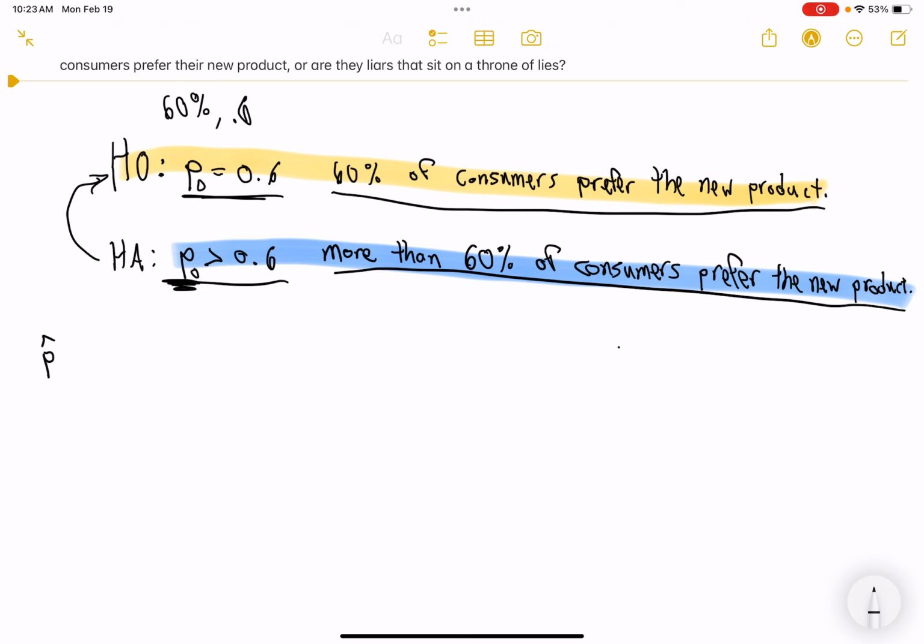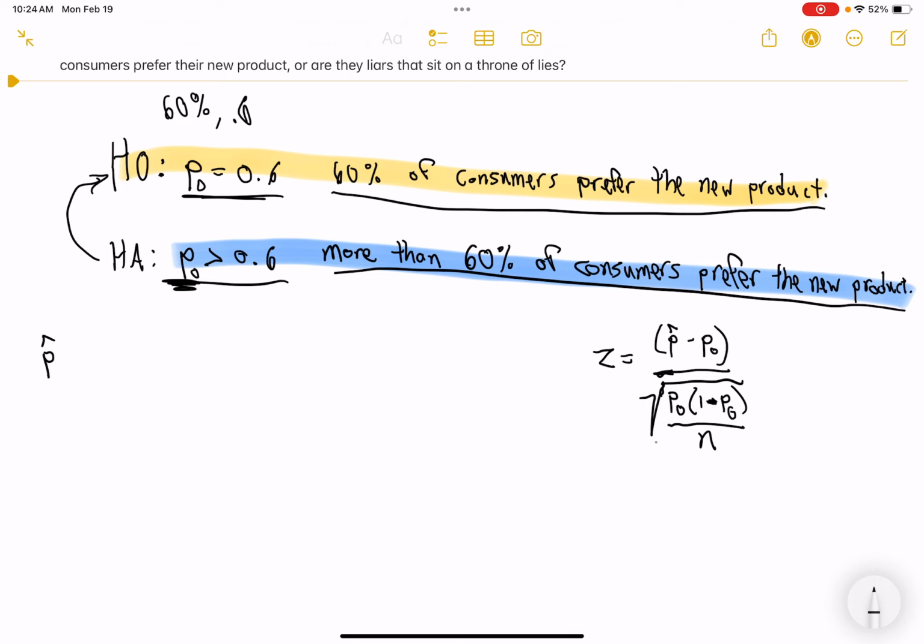Now the equation you'll need to know is that z is equal, and I will give this to you on the test, or the quiz, to p hat minus the null proportion, divided by the square root of the null proportion times 1 minus the null proportion, divided by n, aka our sample size. Okay, so that will be the equation we follow. Please forgive me if my handwriting is a little ugly. I will try and clean it up as we go.